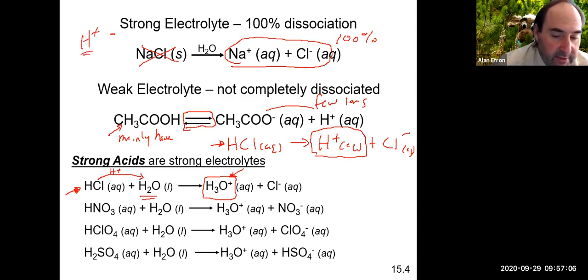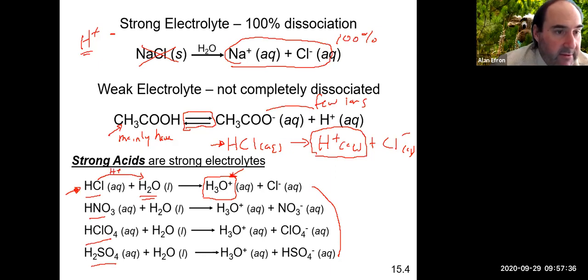So I usually will show it like that with the H plus, but again, you can include the water, that is perfectly fine. All of these pretty much 100% will have these ions here. So we'll have H plus Cl minus, H plus NO3 minus, H plus ClO4 minus, and H plus HSO4 minus in this particular case. So these are some strong acids: hydrochloric acid, nitric acid, perchloric acid, sulfuric acid.